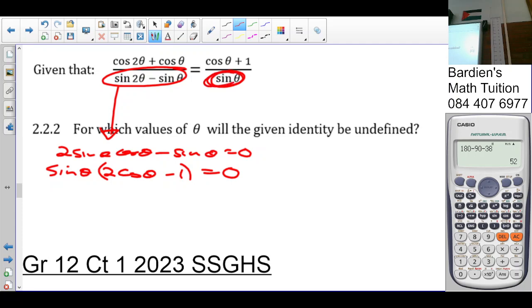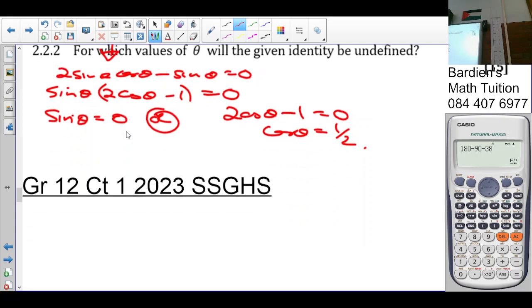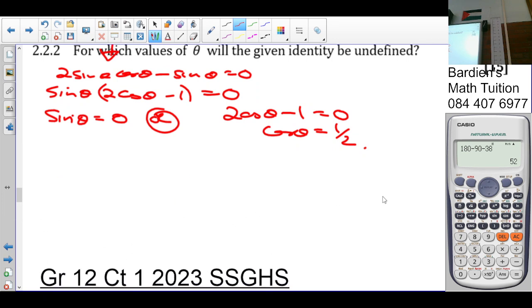And at the same time, we will pick up that sine theta as well. So in other words, it is where sine theta is equal to 0, or where 2 cos theta minus 1 is equal to 0. So cos theta is equal to a half. Okay? So we haven't answered the question yet. We must set up the general solution for this, because it's not a restricted domain either. So we ask ourselves, where is sine equal to 0? Sine is 0 at 0, 180, 360.